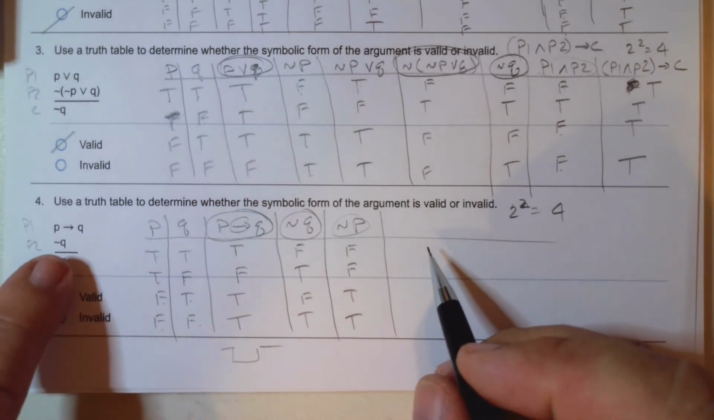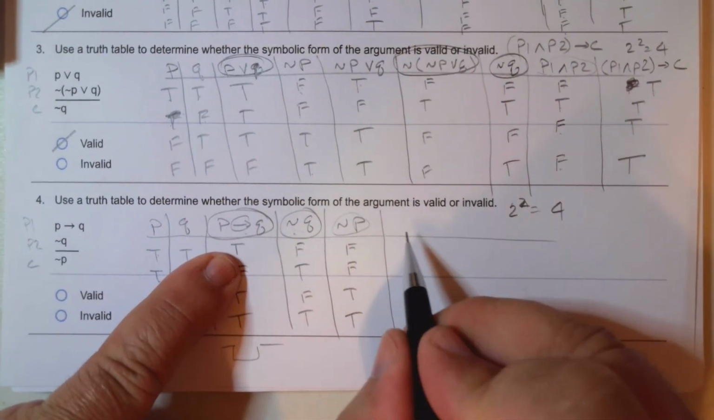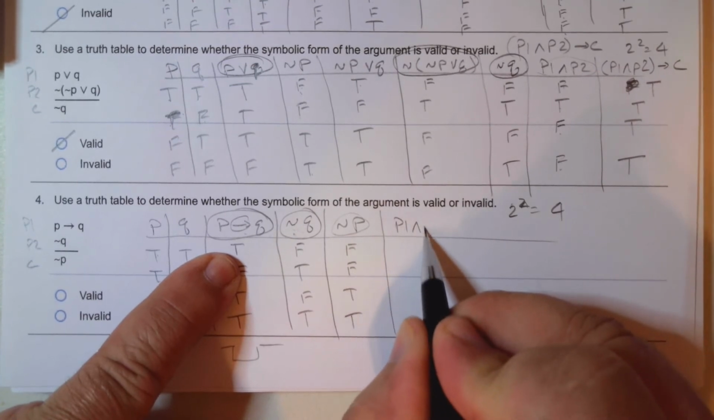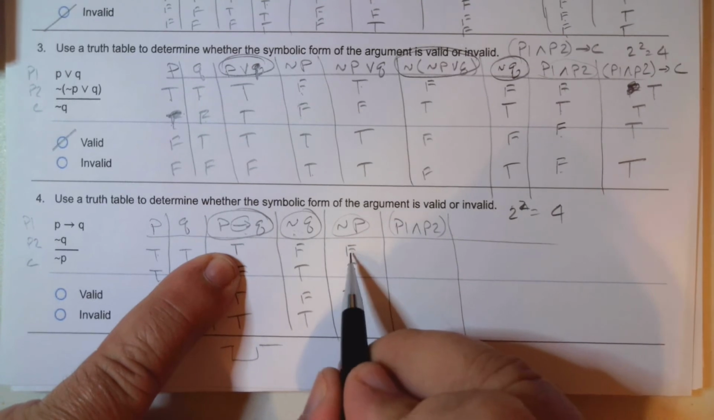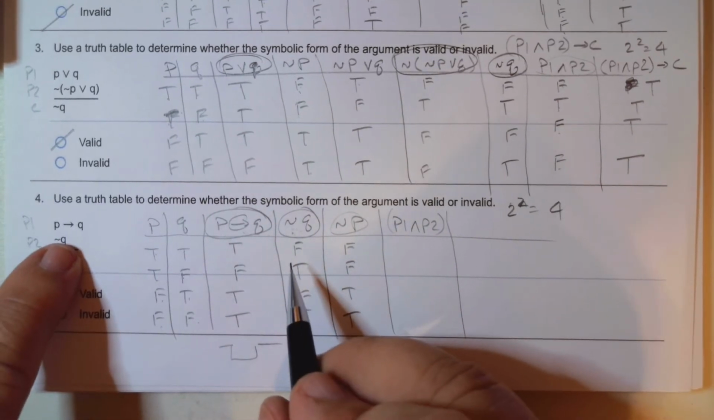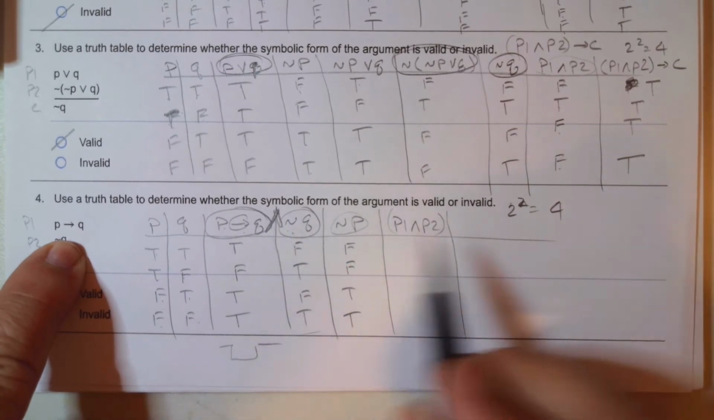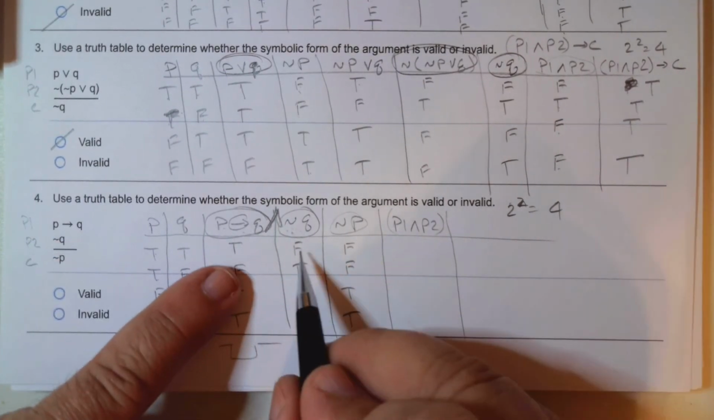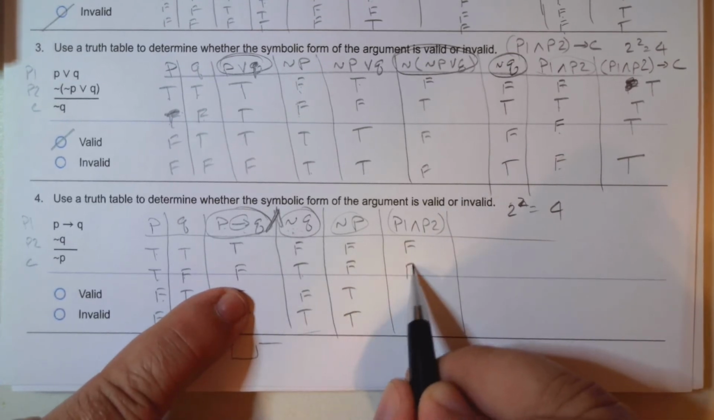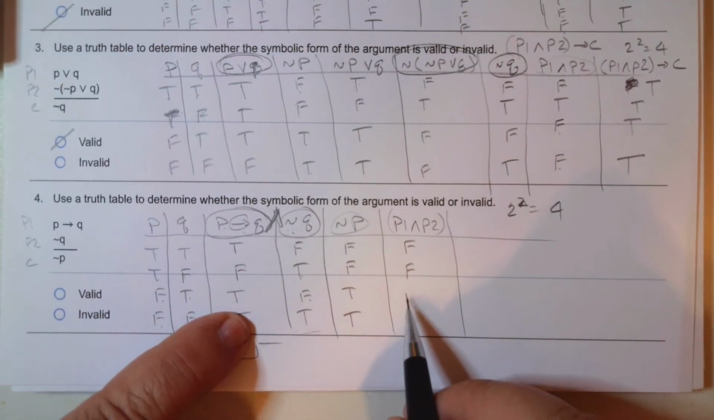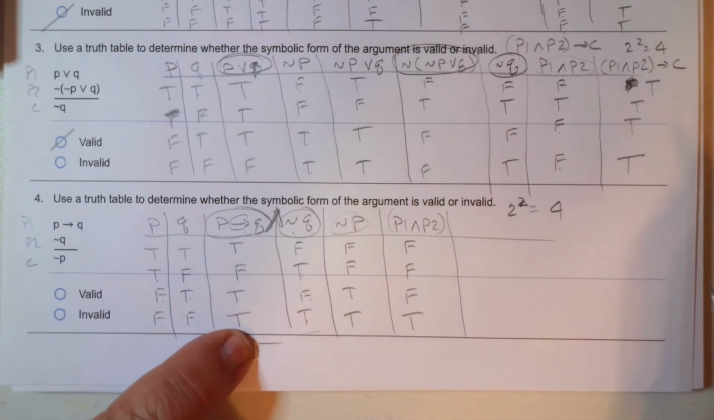Let's put them all together. Well, we have to do this one first. We have to take premise 1 and premise 2. So this one and this one, we have to take the and statement of these two. True and false is false. False and true is false. False and false is false. False and true is false. True and true is true.